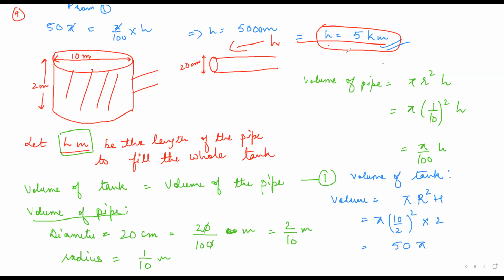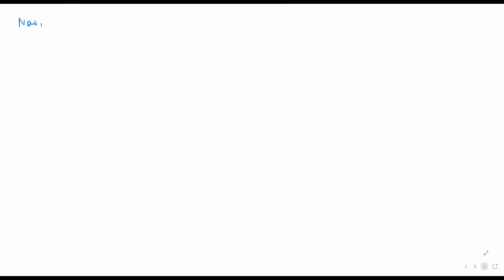And the rate which is given in the question is 3 kilometer per hour. So in 1 hour, it is traveling 3 kilometer, right? But my length is actually 5 kilometers. So I just want to know in how many hours this much length of the pipe will be covered by water. Is this clear? Yes, ma'am. Okay, so that is why I'm calculating for 5 kilometers.